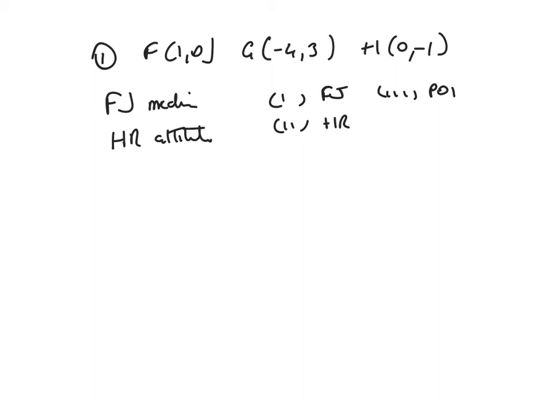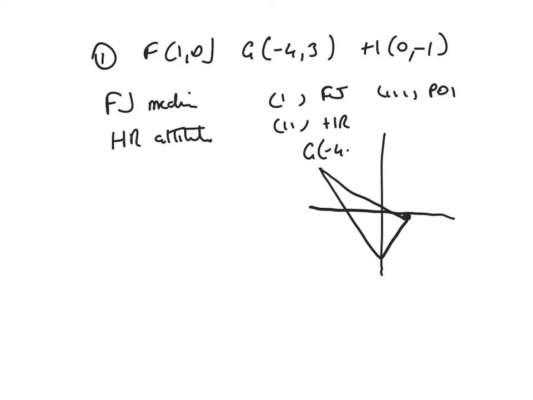So let's first of all sketch the thing out. Okay, so here's the point G, (-4, 3). There's the point F, (1, 0). And then finally the point H, which is (0, -1). Okay, so we're looking for the median FJ, so that comes from F and it cuts the opposite line in the middle. So we need to then find this midpoint of GH.